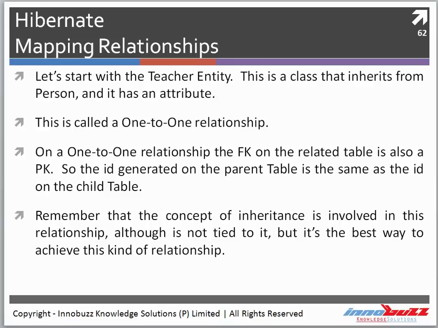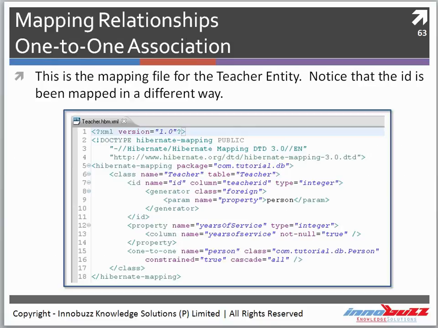So to be able to map this kind of relationship, we must use the foreign generator strategy for the ID element. Notice that the ID definition is almost the same, but with a difference in the generator strategy. Notice that inside the foreign generator, we're defining a property, which is called person. Take a look at the end of the mapping file, the one-to-one relationship. The name of the object is person, so that's why.